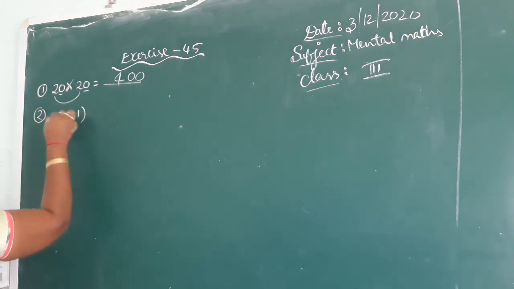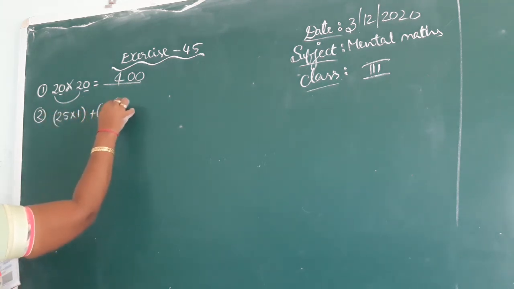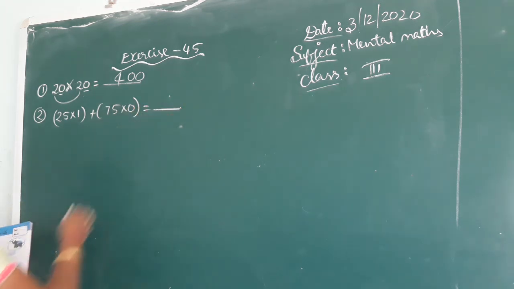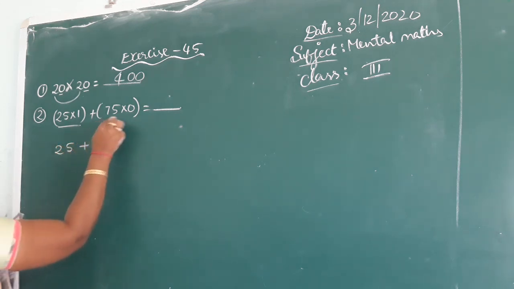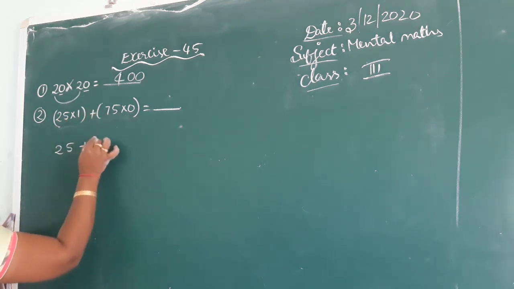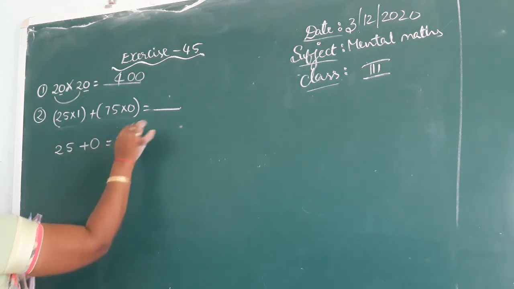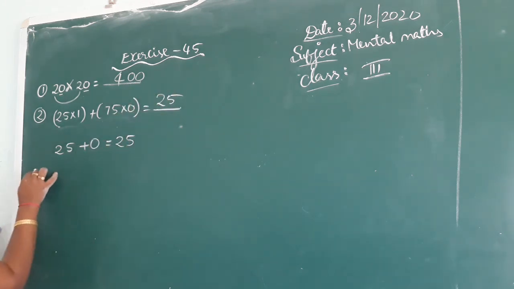25 into 1 plus 75 into 0. If you multiply a number with 1, you will get the same number, 25. If you multiply any number with 0, you will get 0. So 25 plus 0 is 25.